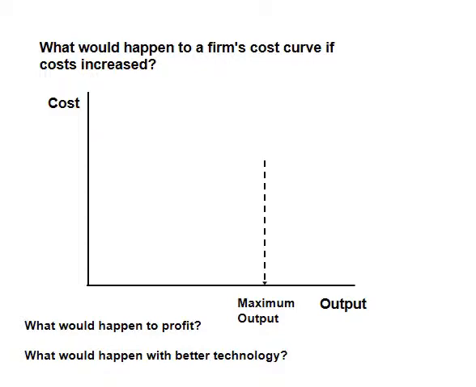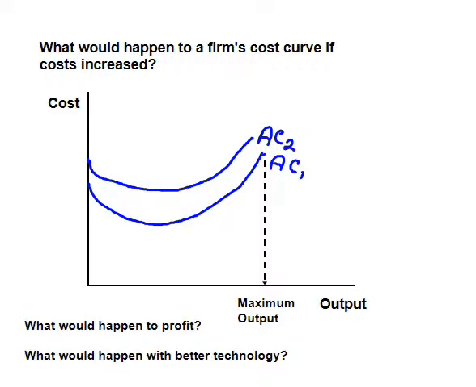If a firm's costs were going to increase, this is very simple. We would have one cost curve here, so let's call this average cost 1. And then we would have another one here above it, average cost 2. And of course, what would happen to profits if nothing else were to change? Profits would decrease. And if we were to look at a different scenario and we had better technology, then the average cost curve would in fact fall or be below the initial cost curve.